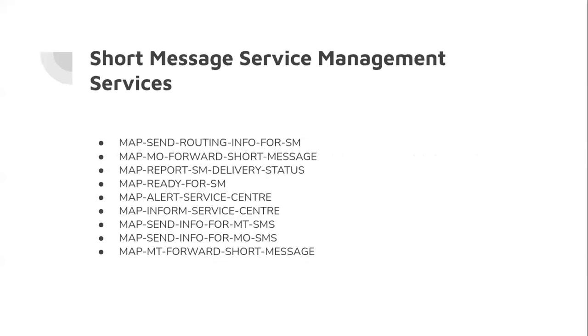Now we are going to look at the real services. I'm sure you've seen the SRI somewhere. So we have the SRI, the MO forward short message, the SM delivery status, ready for SM, the alert service center, the inform service center, send info for MT, send info for MO, and then MT forward short message. We're going to look at each of them. We also look at the parameters that are sent, which ones make part of the request, which ones make part of the response, which ones are mandatory, which ones are optional, and which ones are conditional.